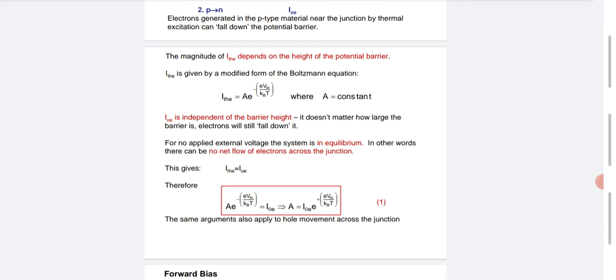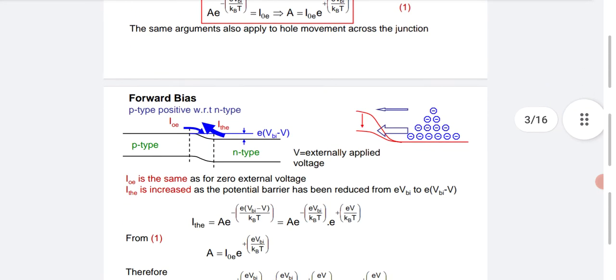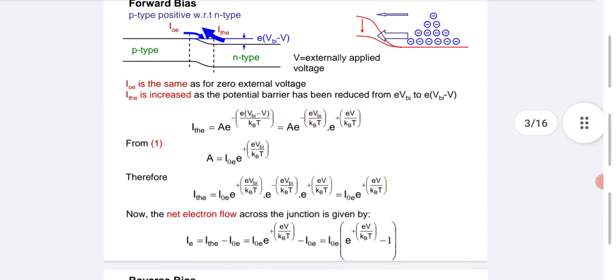If we are not applying an external potential, it will be at equilibrium. This gives the current I thermal equal to the current I0E. Therefore, A e raised to minus eV upon kT will be equal to I0E. The same arguments also apply to the hole movement across the junction, due to electrons and holes. Forward bias is when the p-type is positive with respect to the n-type. So here again we are getting the IE. In the previous case there was a current due to holes, here current due to electrons.